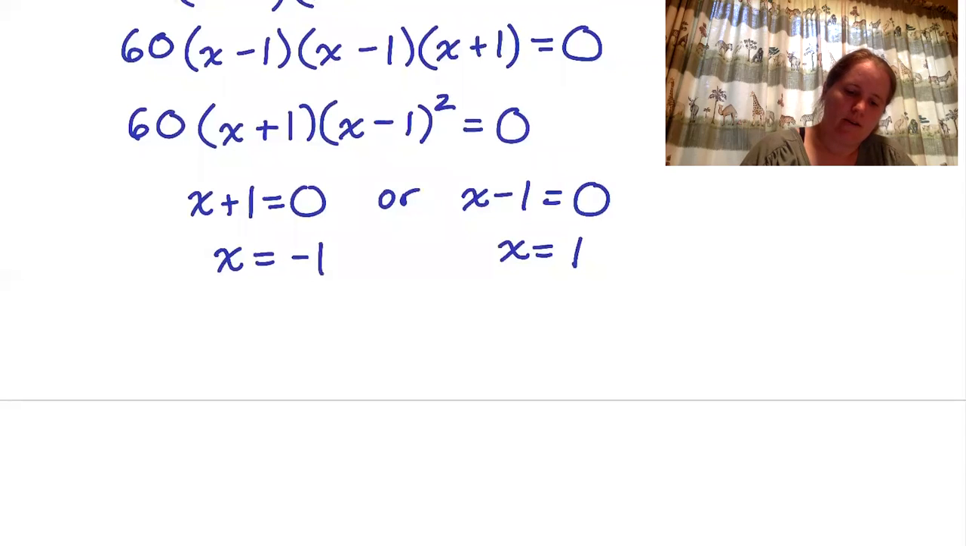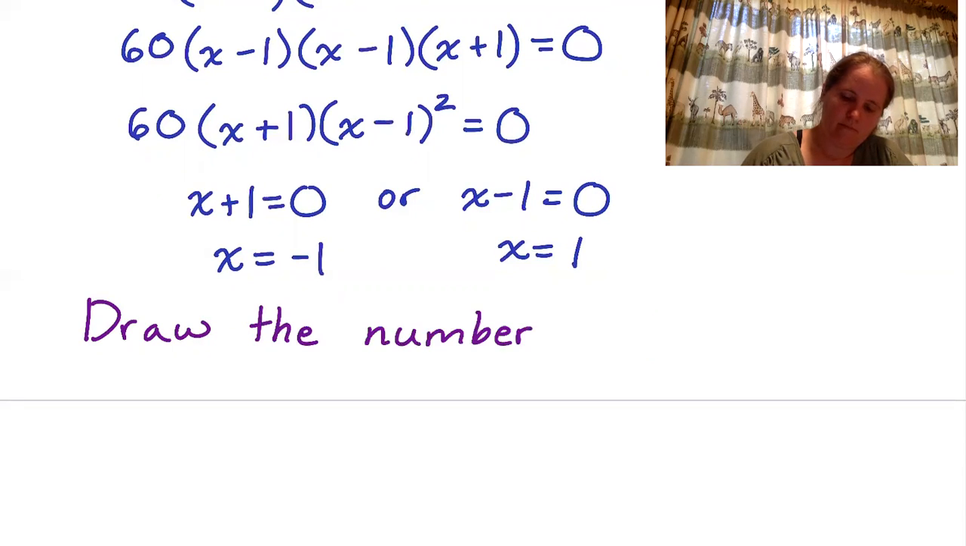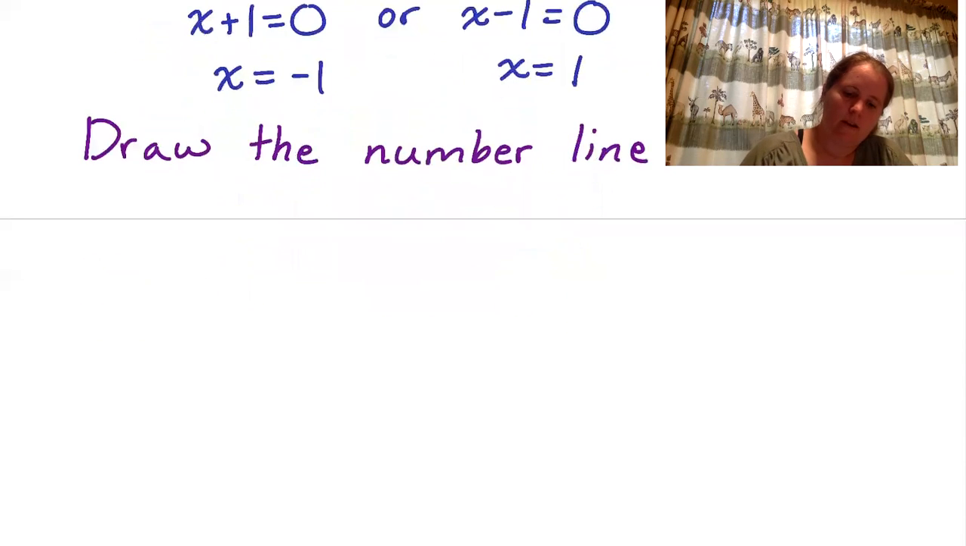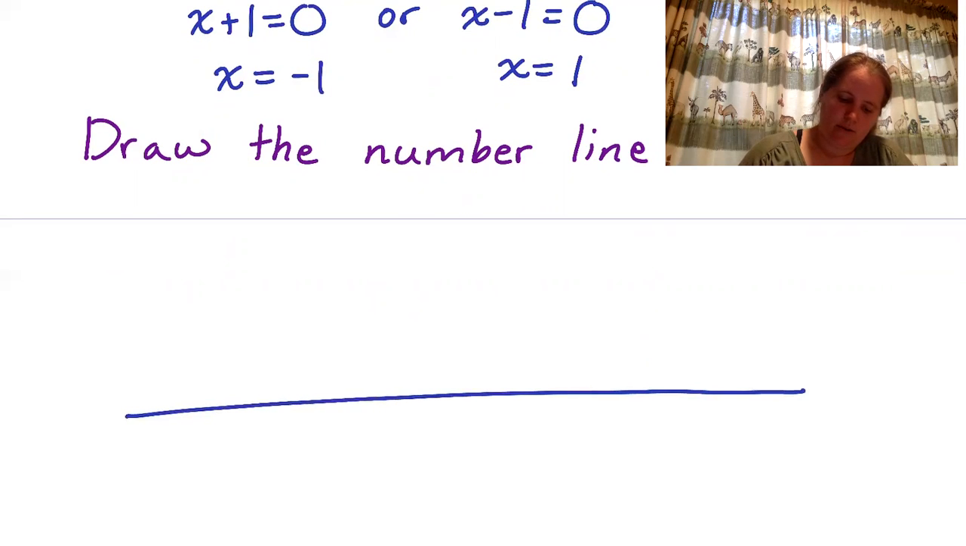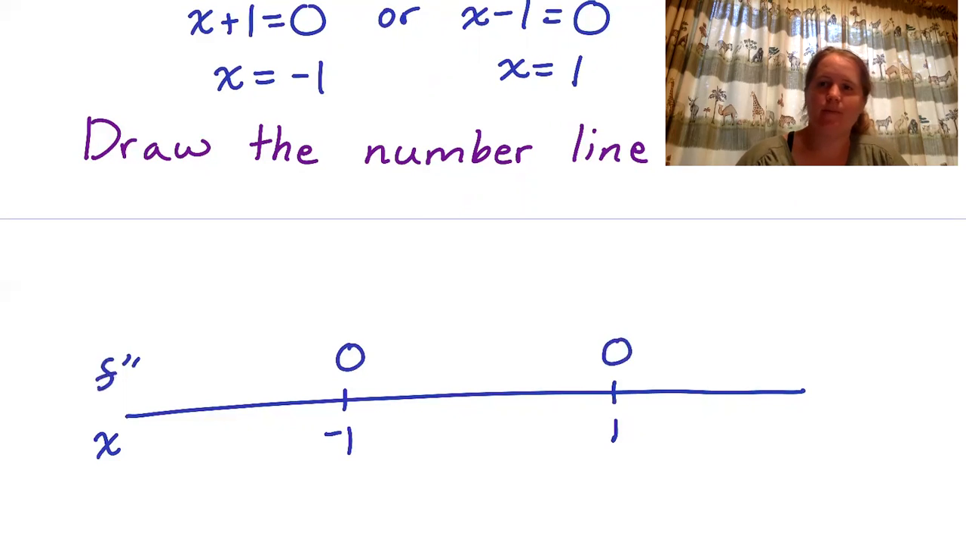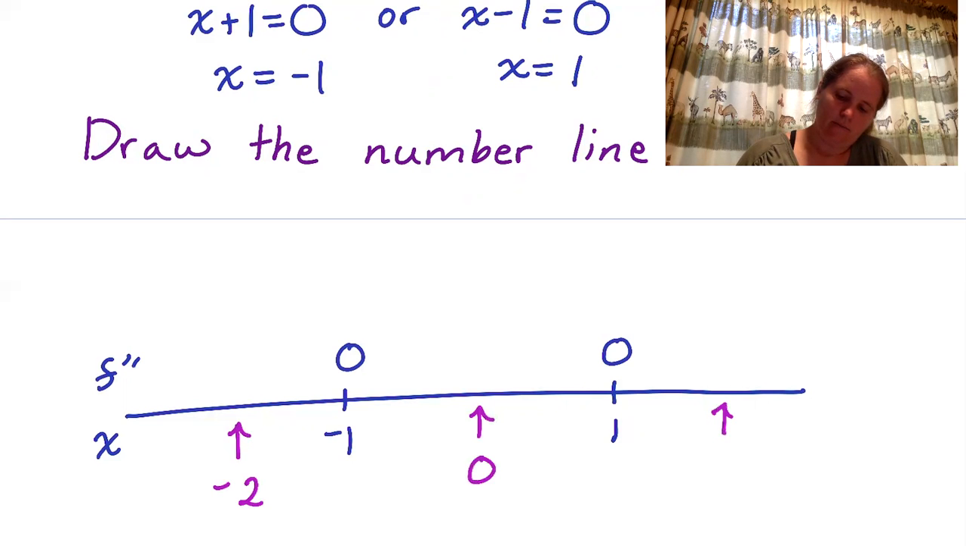Now we are going to go ahead and draw our number line. And if we draw our number line, our points of interest, oops, sorry, that should be x, are at x equals negative 1 and positive 1. Now at these two places, the second derivative was equal to 0. We have test points to pick. We might as well pick negative 2, 0, and 2.